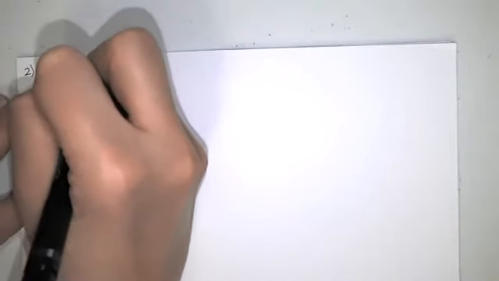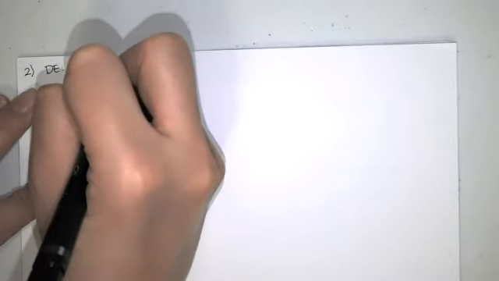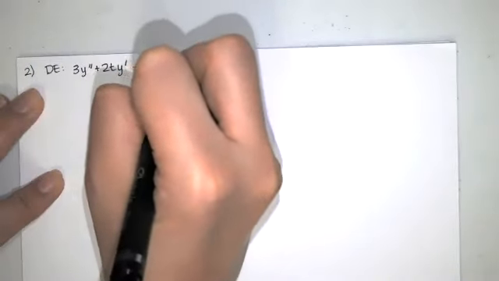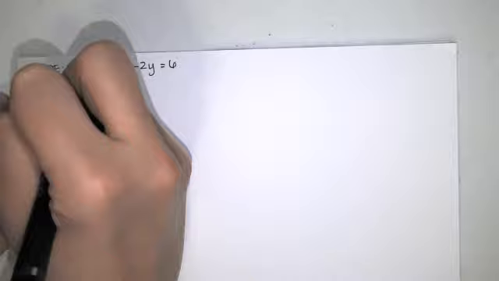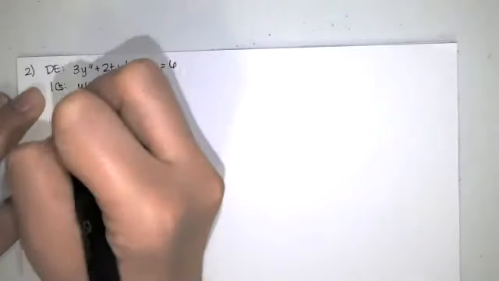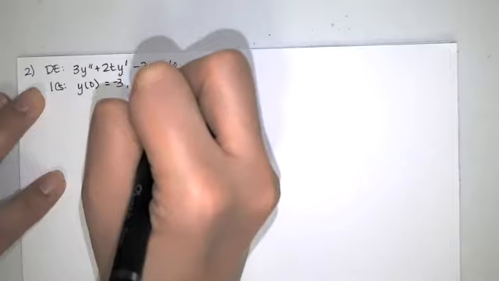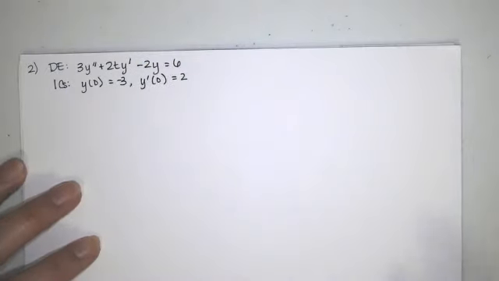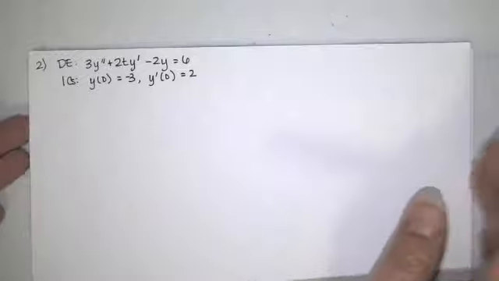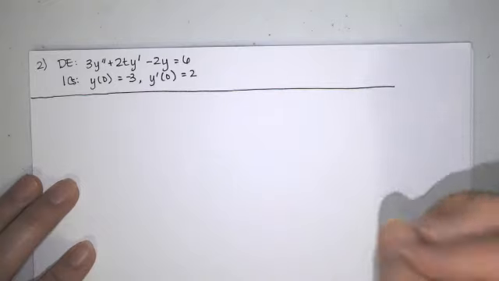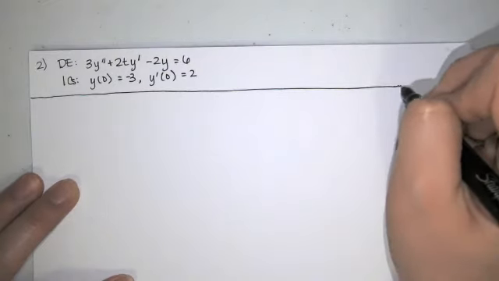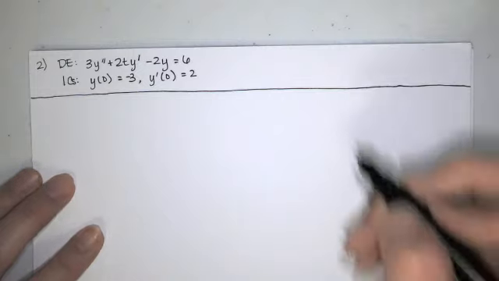So here is the differential equation. We have 3 times y double prime plus 2t times y prime minus 2 times y equals 6. And we're given these two initial conditions. y(0) is equal to -3, and y prime of 0 is equal to 2. Notice that this has variable coefficients. That means we're going to use the result that we have for computing the Laplace transform of t times f(t), which involves the derivative of a Laplace transform.